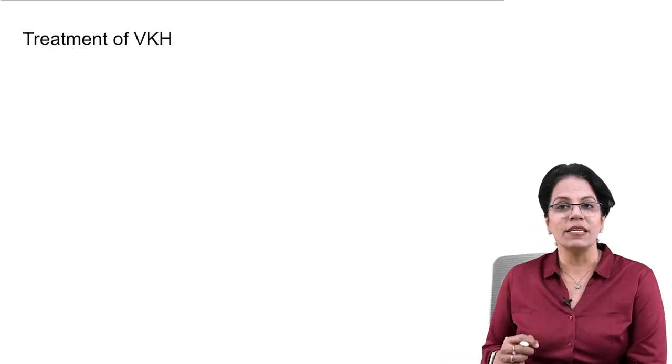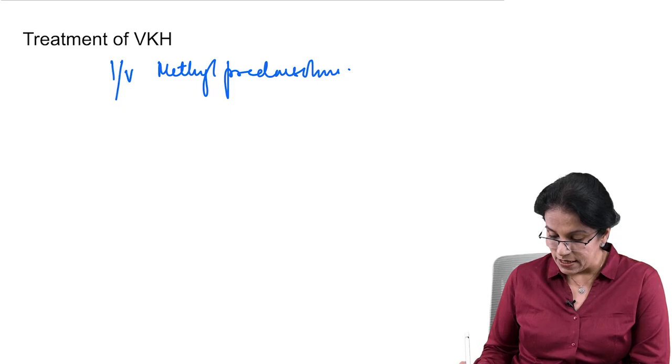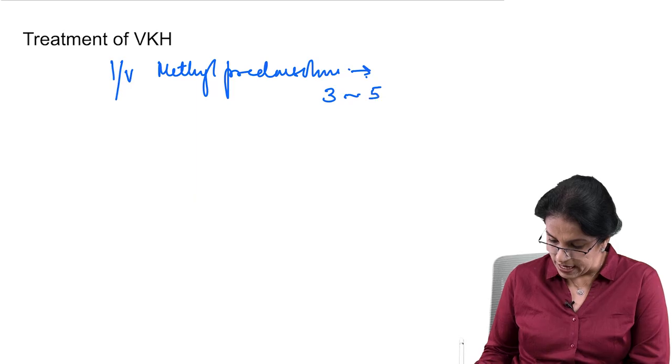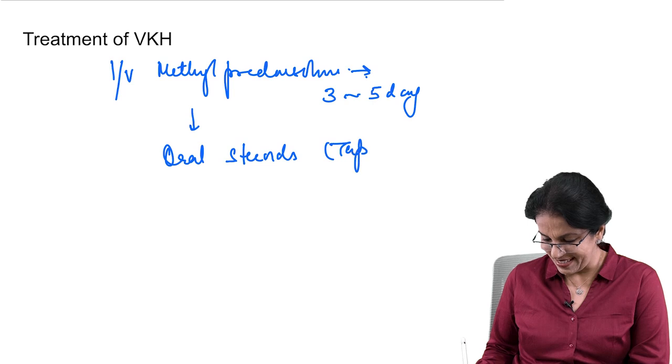Let's talk about the treatment. So in treatment, what do we start with? We start with IV methylprednisolone. Okay? And these are bolus doses given for 3 to 5 days. And later what will we go for? We will go for tapering doses of oral steroids. Of course, it's always tapering, isn't it?